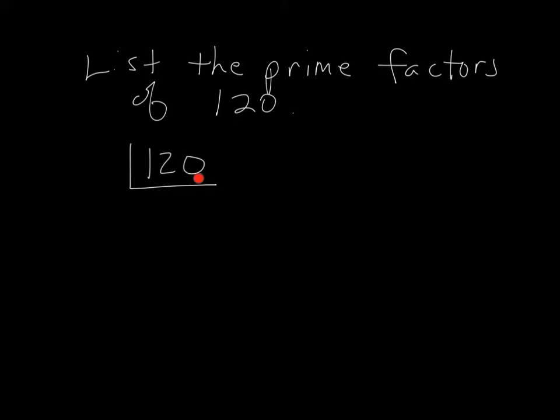This number's even, so yes, 2 is going to go into it, so we put a 2 there. And we get 60, because 120 divided by 2 is 60. And then keep going with the same number until it runs out. So this is 2 again, and you end up with 30. And of course, 2 keeps going into it, right? And you get 15. And then it stops.